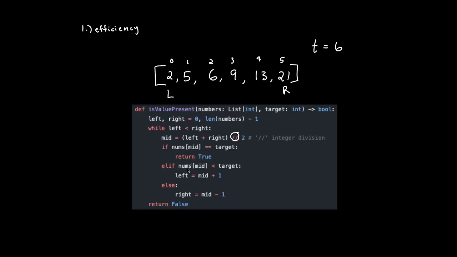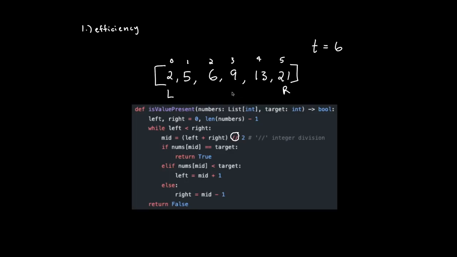If the value is less than the target, that means we need to get a bigger number, so we will increase our left pointer. And otherwise, if it's not less than and not equal to the target, it must be greater than the target, so we will decrease our right pointer. And if we make it through the entire list and don't find our value, we will simply return false. Great, this looks fantastic.